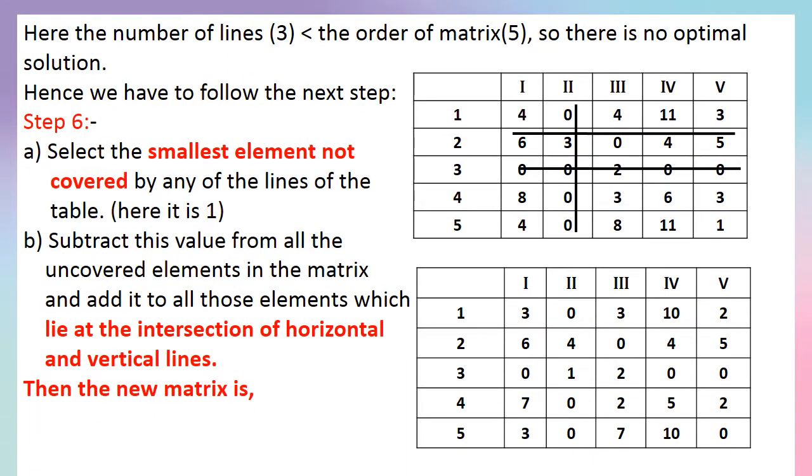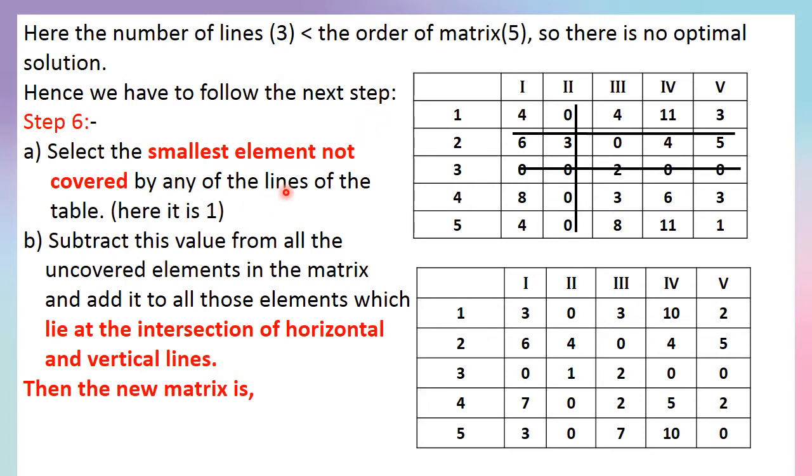According to the Hungarian method, we have to check the number of lines and the order of the matrix. Here there are 3 lines drawn. The number of lines is less than the order of the matrix. So there is no optimal solution. So we have to follow the next step. What is the next step?